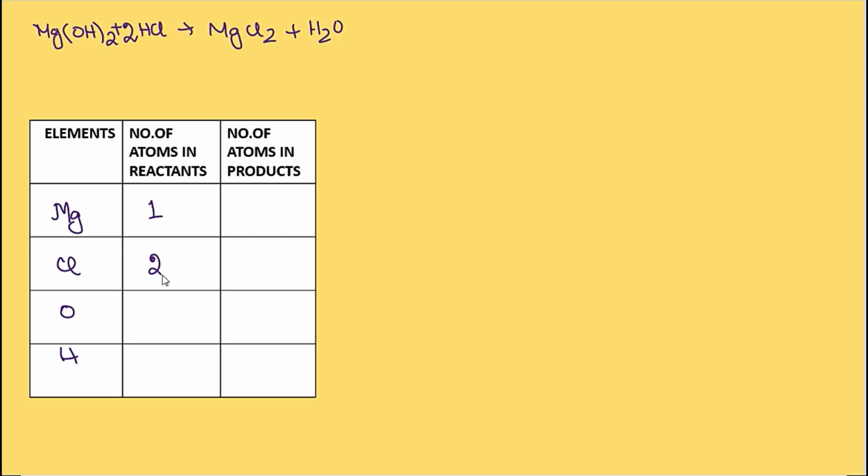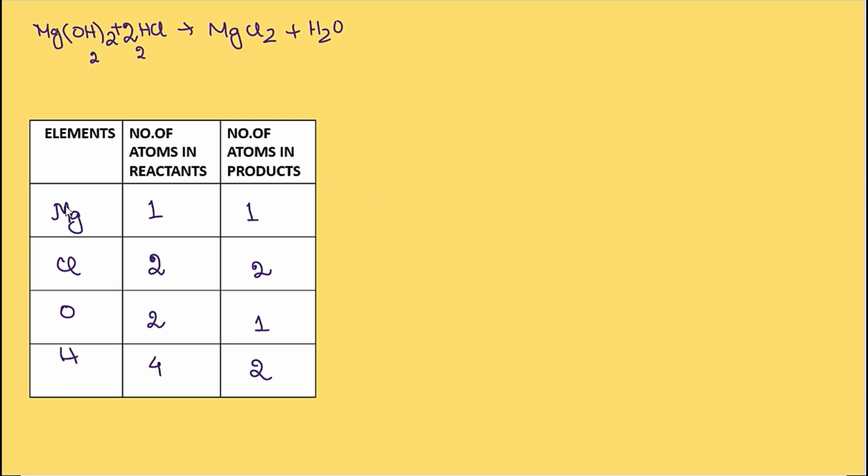Magnesium has 1 atom. Coming to oxygen, obviously 2 atoms are there, and hydrogen. Now the updated number of atoms in hydrogen: here you have 2 atoms for hydrogen, and here also you have 2 atoms for hydrogen, so the total is 4. Now come to the product side. Magnesium has 1 atom, chlorine has 2 atoms, oxygen has 1 atom and hydrogen has 2 atoms.